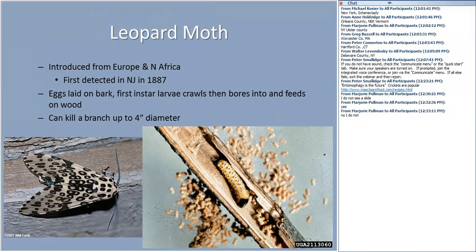One of the more interesting and beautiful insects that feeds on sugar maples is the leopard moth. This isn't a really common insect. I just think it's a cool insect. It was first detected in New Jersey in 1887, and it has spread all throughout New York State. I see it pretty much everywhere. The eggs are laid on the bark. The first instar larva then bores into and begins feeding on the wood, and it creates a rather large feeding wound. You'll see the big tunnels when you're splitting up your maple firewood.